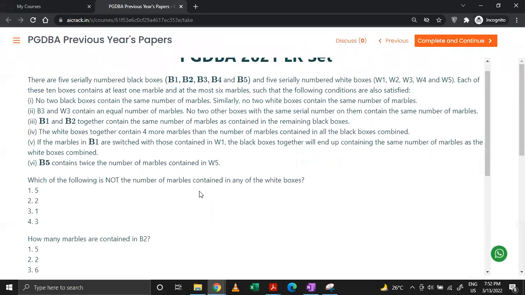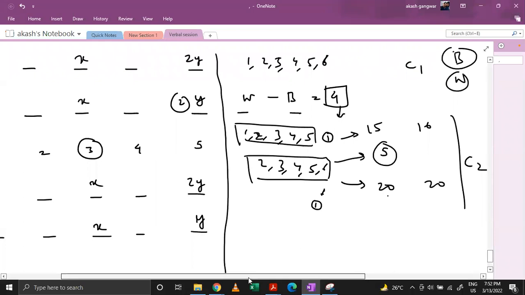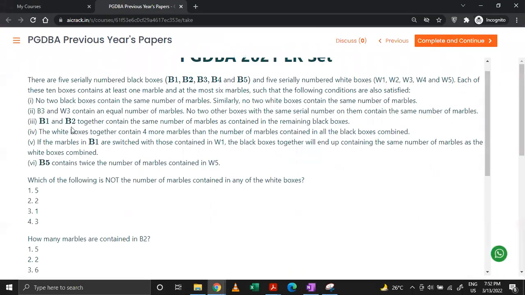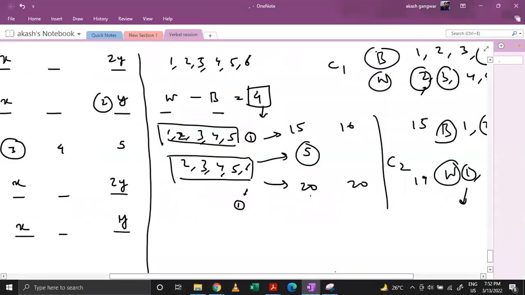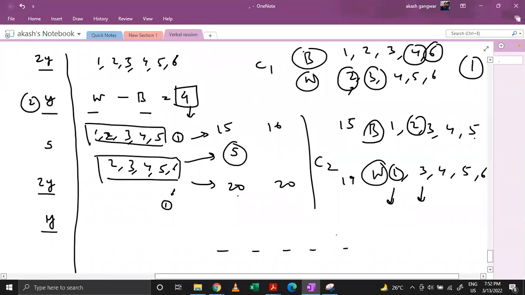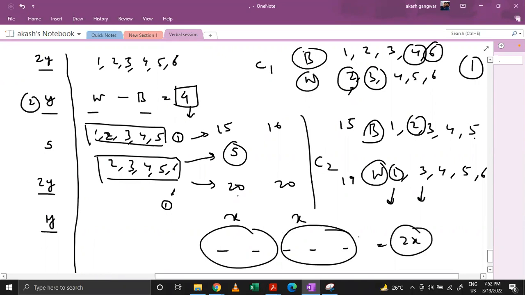Let's look at the other statement so that we can eliminate the other ones. B1 and B2 together contain the same number of marbles as contained in the remaining black boxes. So again, the intuition is that we'll have to make a lot of cases and do hit and trial, but a better way is there. So let's say we have 5 numbers and this group is equal to this number. So basically this is x and this is x. The number comes out to be 2x. Basically the number has to be even, if we have to divide it into two parts, the summation has to be even, right?